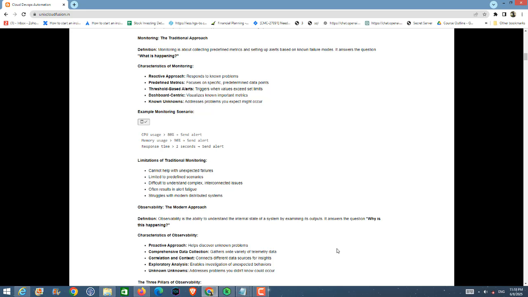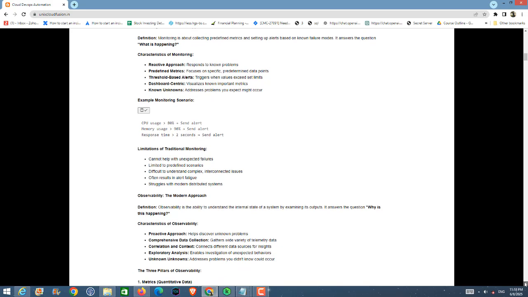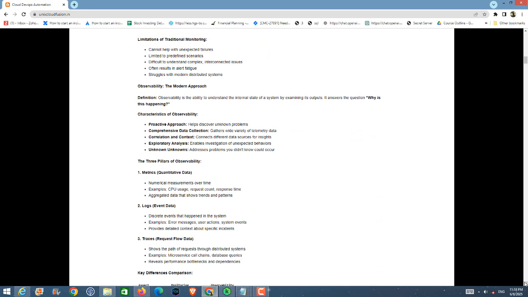Now, if we talk about observability, observability is our ability to understand the internal state of a system by examining its output. What that means is, why is this happening, right? That is the major question which observability tries to answer. If you look at the characteristics of observability, it's a proactive approach, okay? If you remember, monitoring was a reactive approach. This is a proactive approach which helps us discover the unknown problem.